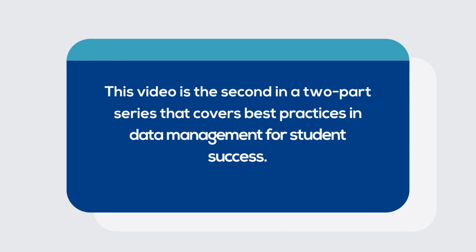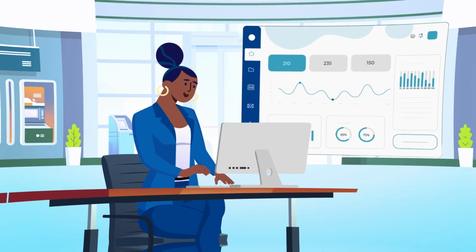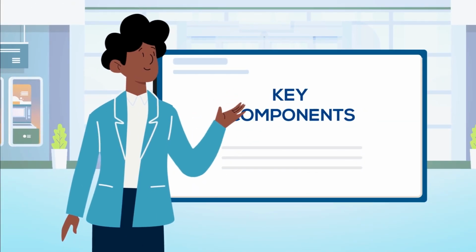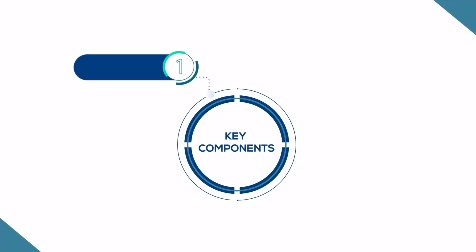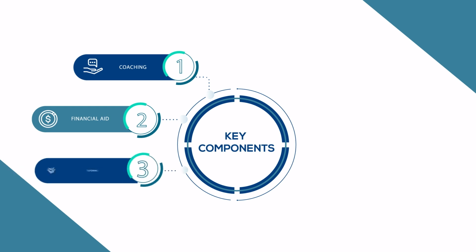This video is the second in a two-part series that covers best practices in data management for student success. First, how should your student support team decide what data to collect? Start with the key components of your program. How does this program aim to support students? How can these programmatic inputs be measured?